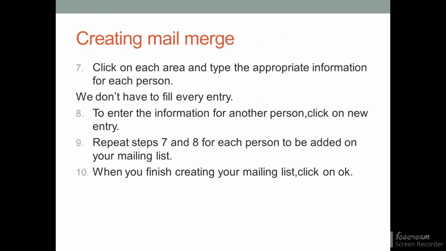Seventh step, click on each area and type the appropriate information for each person. You don't have to fill every entry. Eighth point, to enter the information for another person, click on New Entry. Ninth, repeat step 7th and 8th for each person to be added to your mailing list. Tenth, when you finish creating your mailing list, just click on OK.